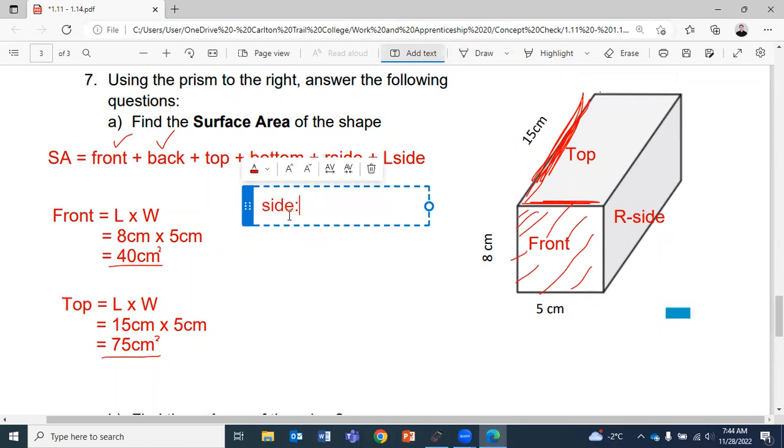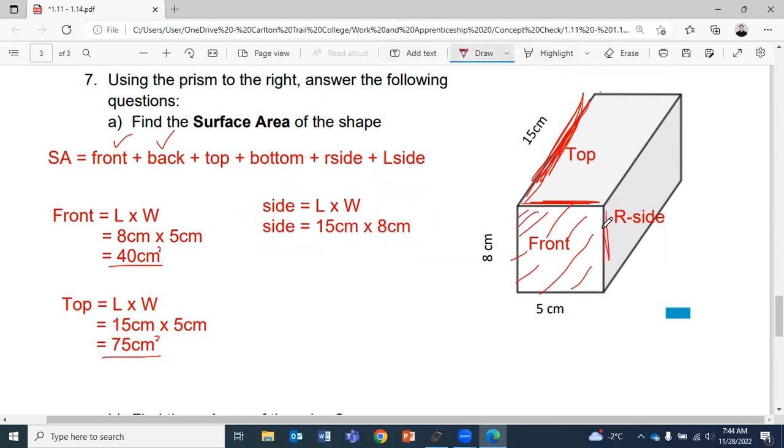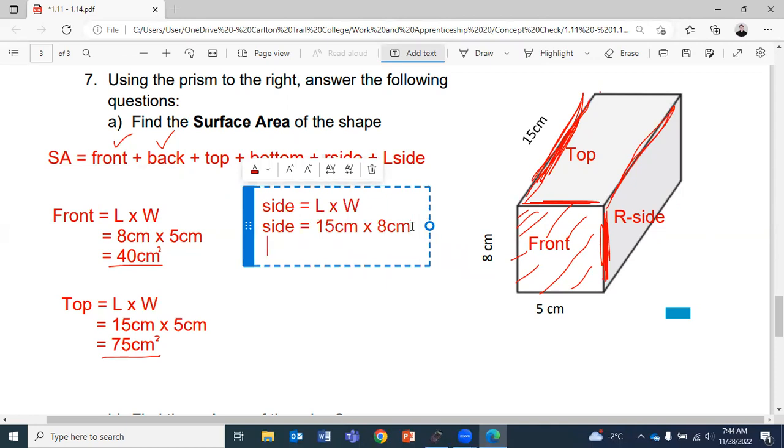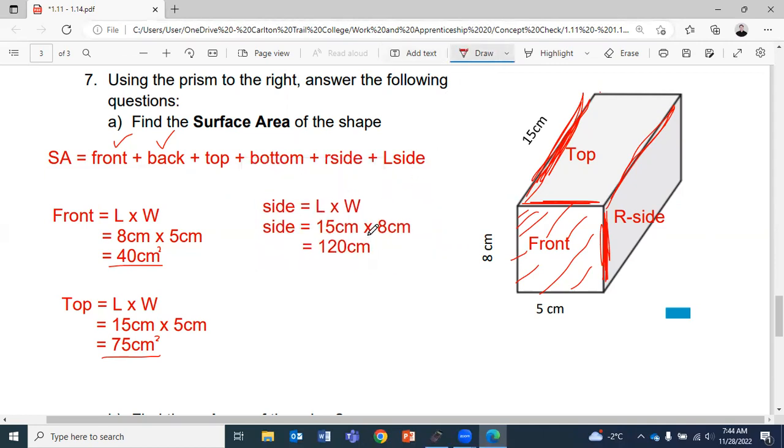Now I need to do the right side. So the sides, right? These are equal to, again, length times width. It's a rectangle. That's going to be 15 centimeters times 8 centimeters because I'm measuring how tall this part is and this long line here, right? So 15 times 8 is going to give me 120 centimeters squared.